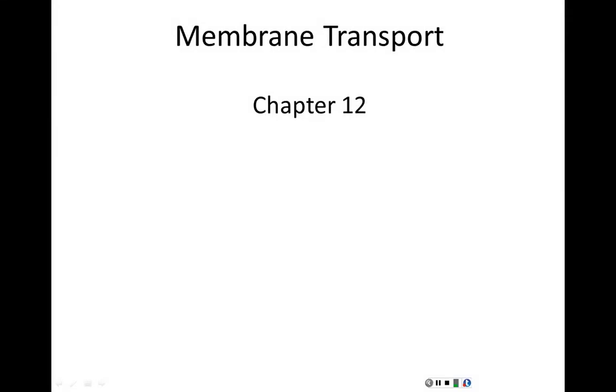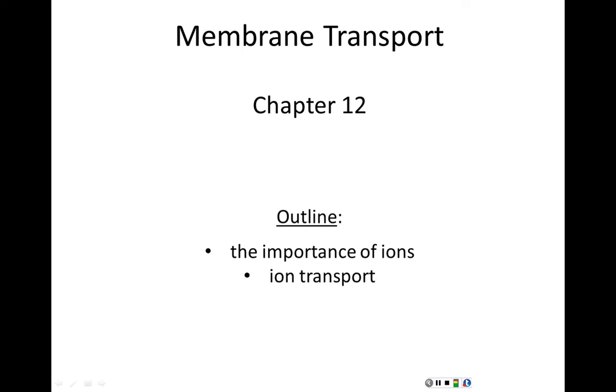So we're going to move right along today and talk about the next chapter, chapter 12. This chapter focuses on transport across the membrane. First, we're going to talk about the importance of ions, because as much as what we talk about today is going to focus on membrane transport in general, it's no secret, and it'll become clear after today's lecture, that most transport across the membrane is the transport of ions.